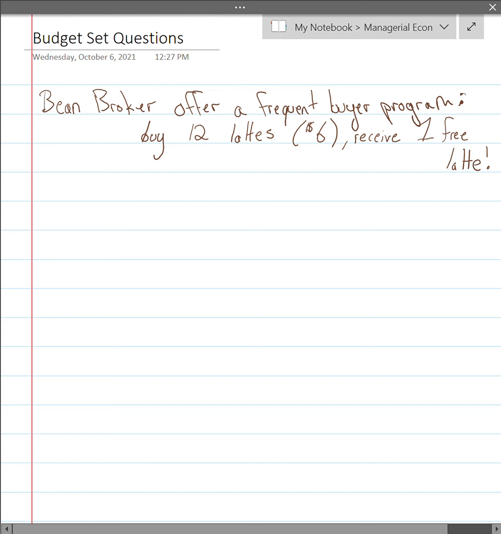Woohoo! This, we know, is an unlimited offer, which will come into play later. Why we care about that. Valid throughout the year. We're told that lattes are a normal good.